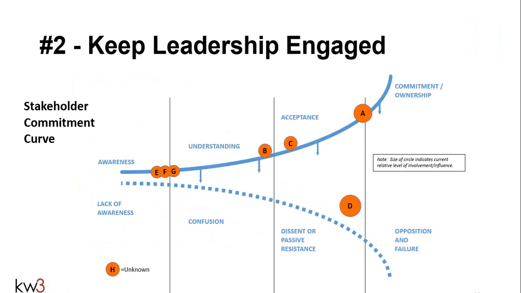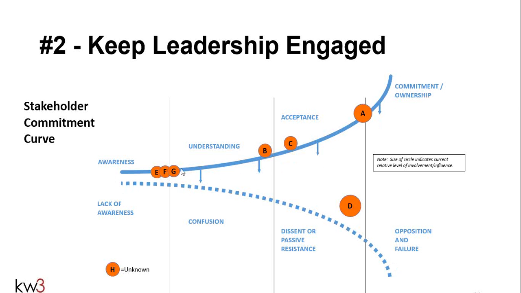So the first one is the stakeholder commitment curve. The key thing here is that, to keep the leadership engaged, the first thing you need to do is understand the commitment of that stakeholder. Where are they from a mental standpoint, an engagement standpoint? If you look at the end result, what we have here is a stakeholder commitment curve. The top blue line that goes up shows control, commitment, and ownership. And the one on the bottom shows opposition and failure.